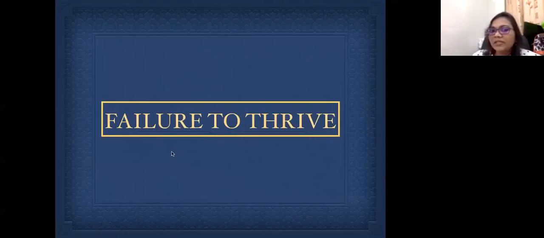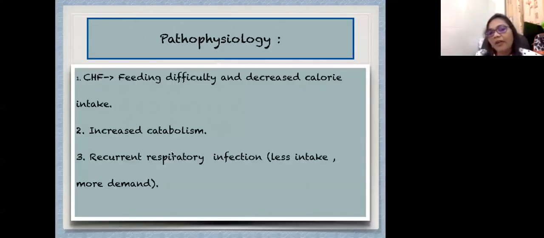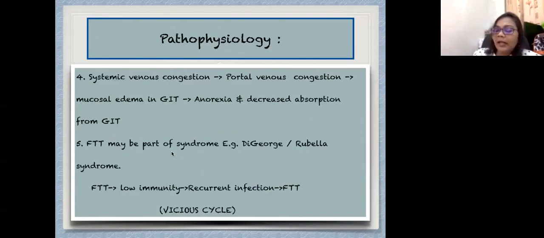So prolonged feeding time also indicates feeding difficulty. Failure to thrive. So this is another important presentation of heart failure in children. The pathophysiology is that in CHF there is feeding difficulty and decreased calorie intake. Also there is increased catabolism at the same time, and these patients also develop recurrent respiratory infections. With each infection the intake is less and the demand is more. So all of these contribute to this pathology.